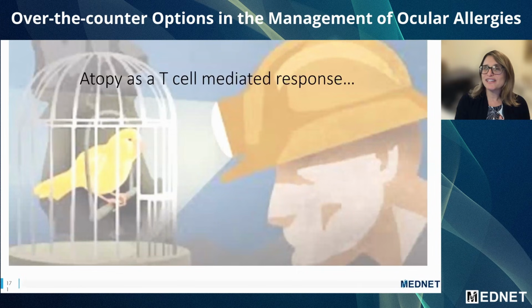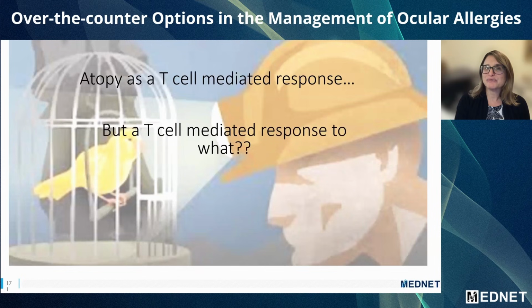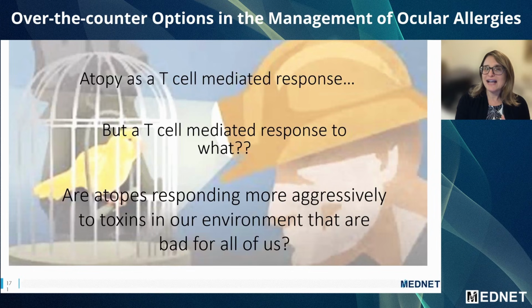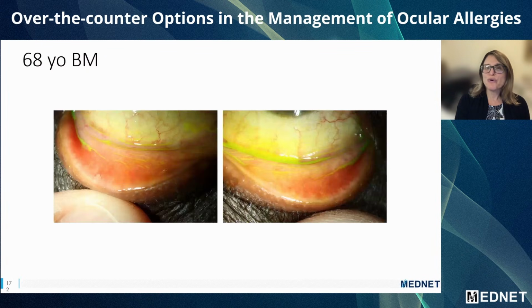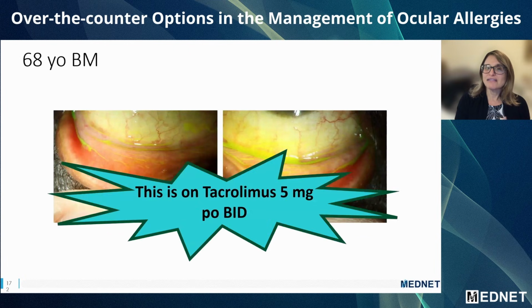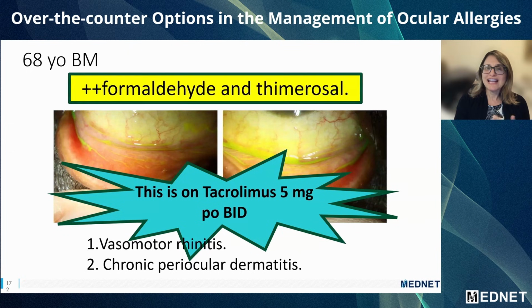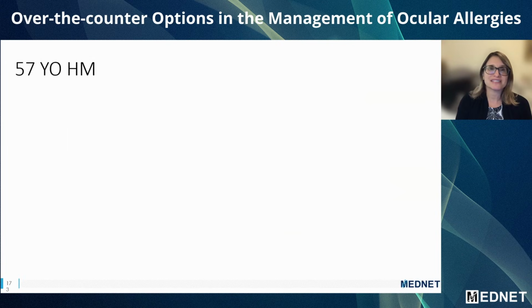So the idea is we've already established atopy as a T cell mediated response, but we really haven't talked about a T cell mediated response to what. And the thought process is maybe atopes are responding more aggressively to toxins in our environment that are probably bad for all of us. So over the years, I have started testing a lot of my atopes, not just for environmental allergies like pollen and flowers and trees, but also for chemicals. And I've always been surprised at some of the things that come up, like my patient here who's allergic to formaldehyde and he won't stop smoking. And we know that formaldehyde is a byproduct of smoke.